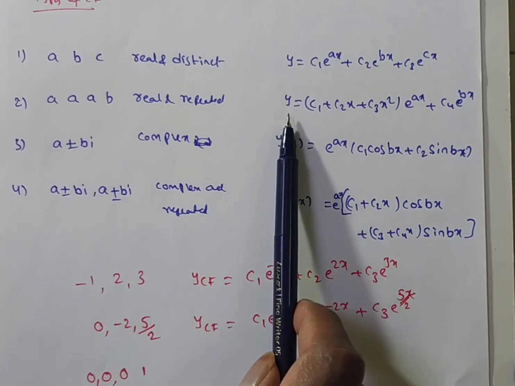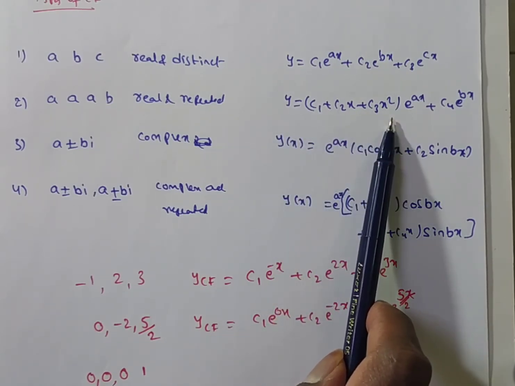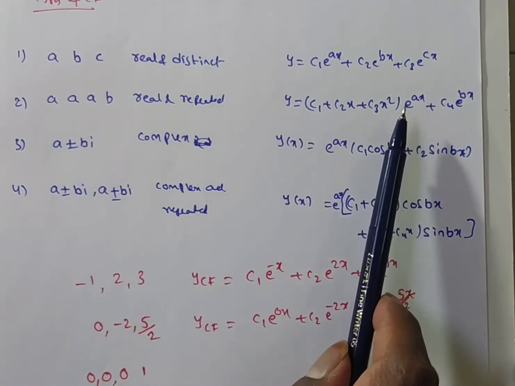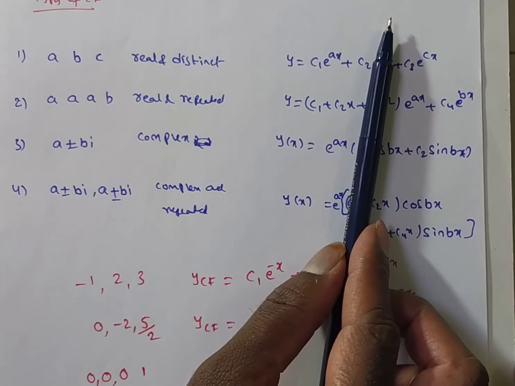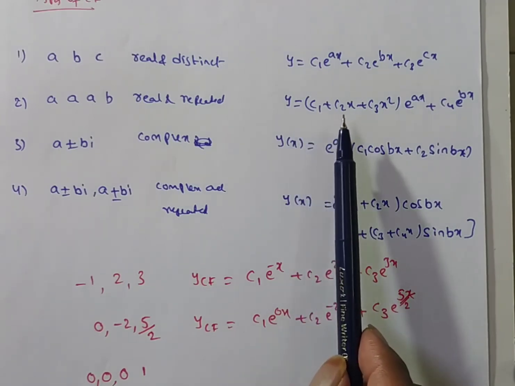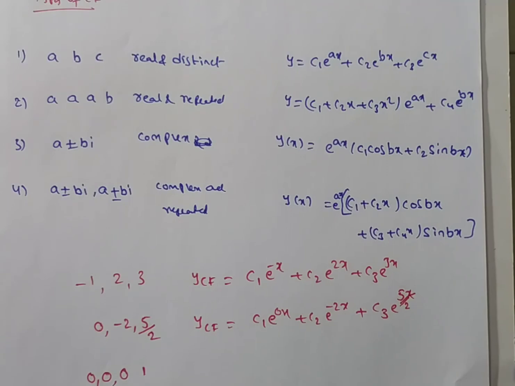So you have to write the polynomial expression form. That is, y of x is equal to (c1 + c2x + c3x^2) into, which is repeated? A is repeated 3 times, so e^(ax). Suppose if a is repeated twice, then you have to write (c1 + c2x) e^(ax). If it is repeated 4 times, then c1 + c2x + c3x^2 + c4x^3 will also come.